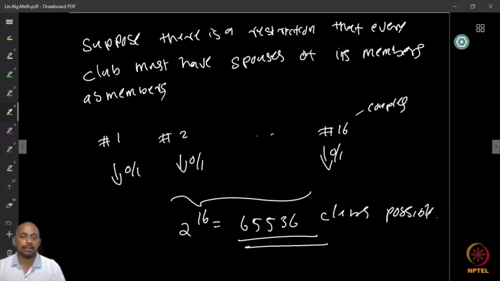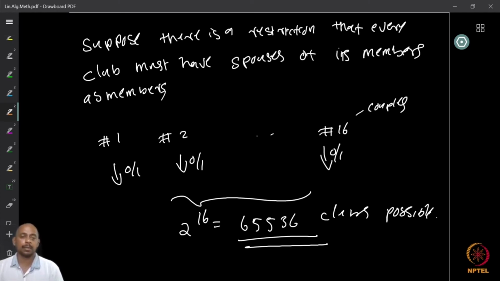Okay, so I say that there can be 65,536 clubs possible, including an empty club without any member. With at least one member, we can reduce by one. I mean, at least this many, right? Of course, we don't know, there can be more or not, but we know that there are at least this many clubs possible. So why is that? This is a huge number, right? So to solve this, I am going to put a further restriction, right?